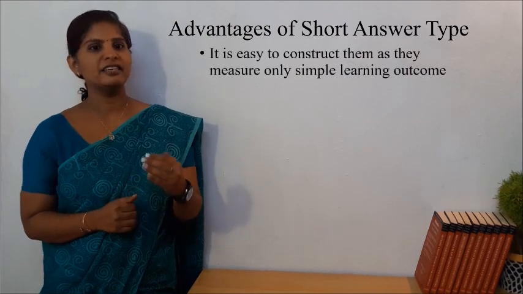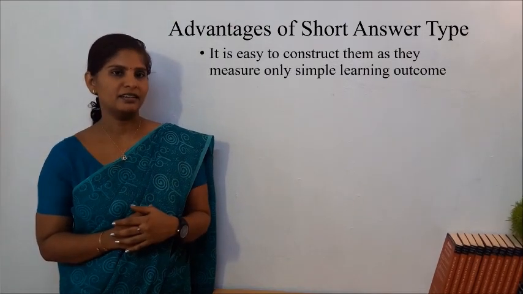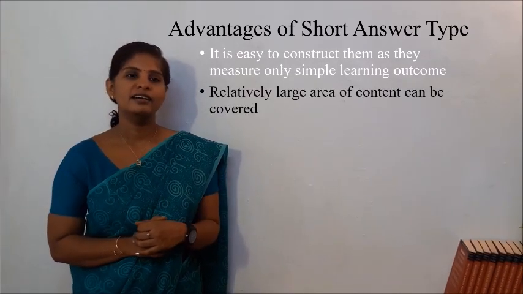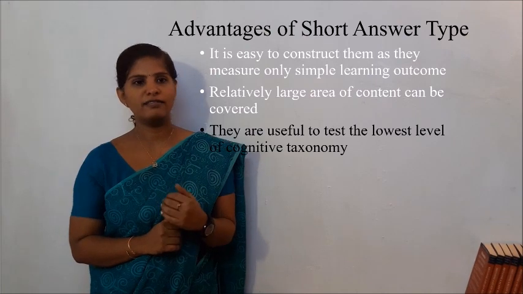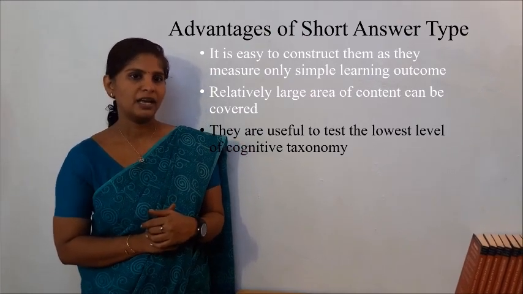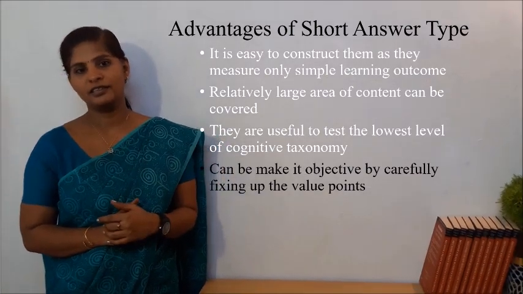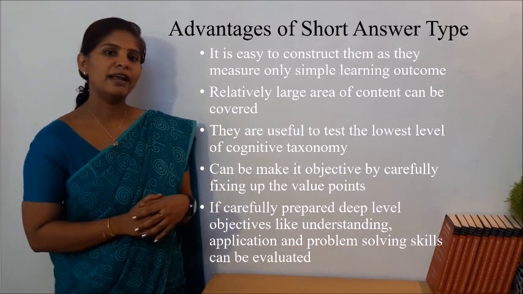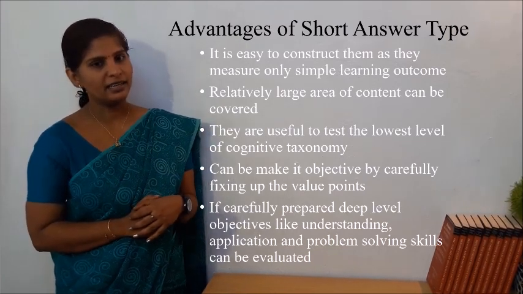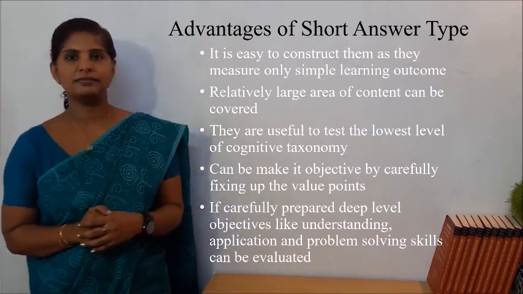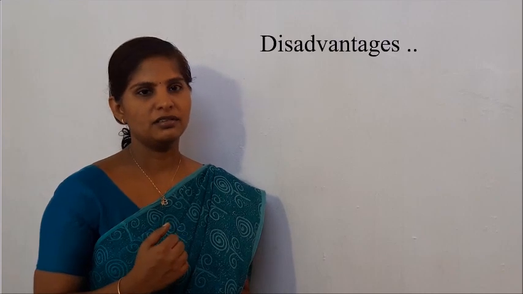Now we are going to see the advantages of short answer type test items. It is easy to construct them as they measure only simple learning outcomes. A relatively large area of content can be covered. Again, they are useful to test the lowest level of cognitive taxonomy. It can be made objective by carefully fixing the value points. If carefully prepared, deep level objectives like understanding, application, problem solving skills, etc. can be evaluated.